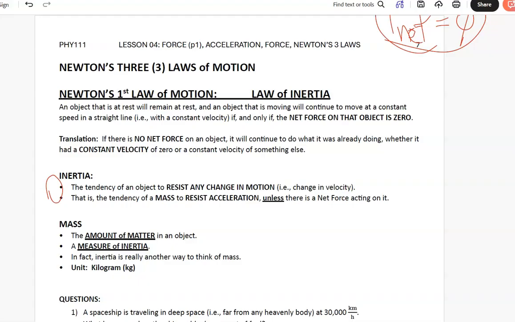Okay? But remember, inertia really is just another way of thinking of mass. For mass units, we use kilograms, and we tend to use kilograms for inertia as well. It's really the same thing, two different ways of thinking of the same thing. Mass is the amount of matter. Inertia is the amount of resistance to movement by a force. All right.